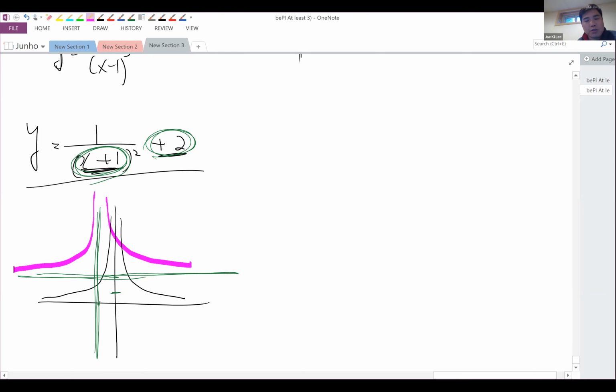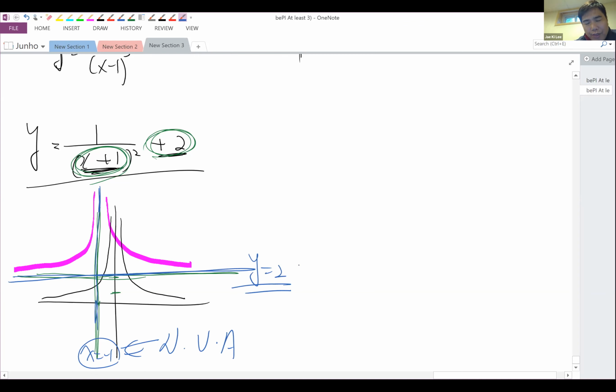Okay. So as you see, this red highlighted graph never passes through this line, which is x equals -1. So that will be our new vertical asymptote. And now it never passes through y equals 2 here. So that line we always call the horizontal asymptote. Okay. Then based on that, now I'm gonna go back to here.